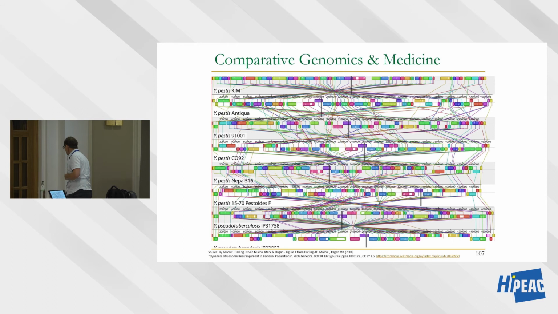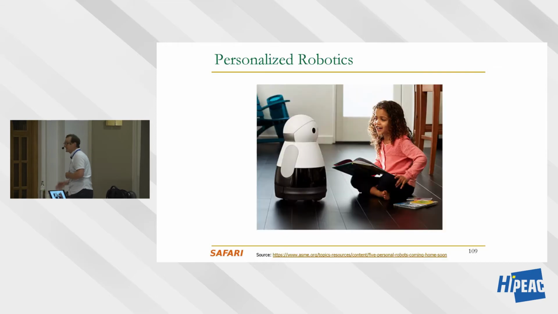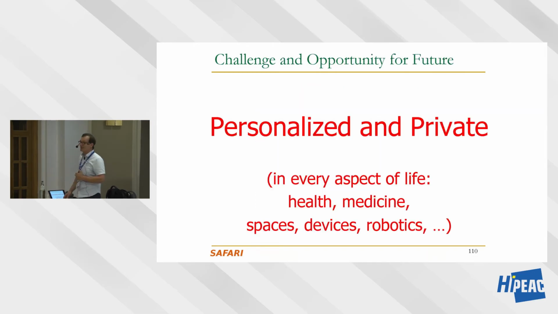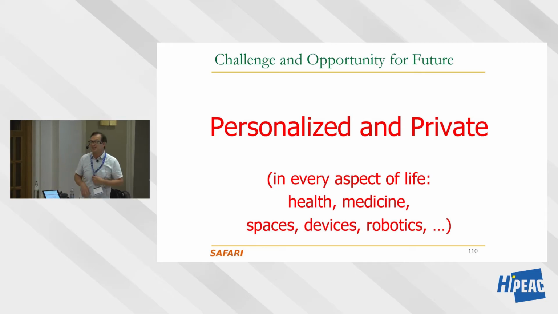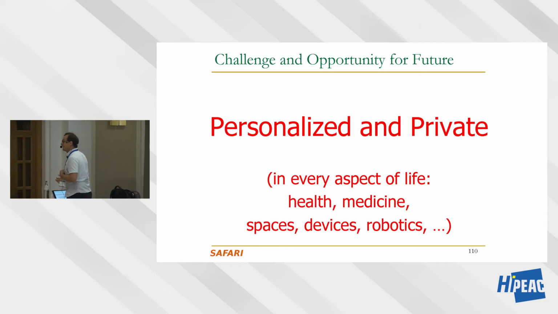It's actually very common in genomics and medicine to try to do that, but we don't have a good way of doing that today. And then there's robotics, for example. How do you personalize that to a person? So this is a topic that we're not going to talk a whole lot about, but I think it's very important. How do you do personalization and privacy in every aspect of life from a computing perspective?